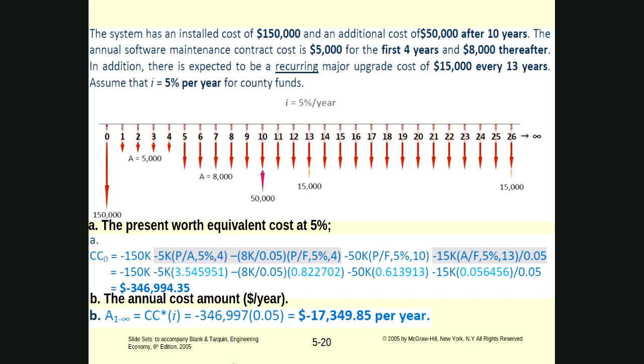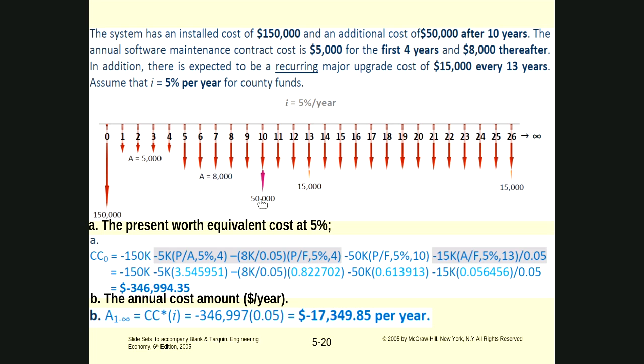Then there is an additional cost, 50,000, after 10 years. You can consider that it is another payment installment, a delayed payment after 10 years, and it is placed on the cash flow, as you can see here in year number 10, as an outflow.